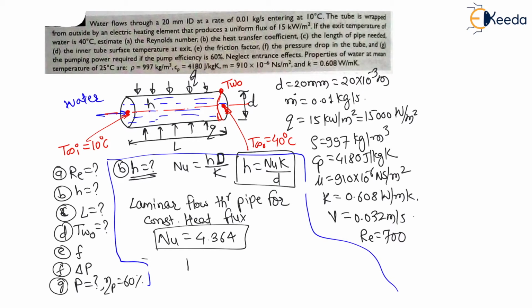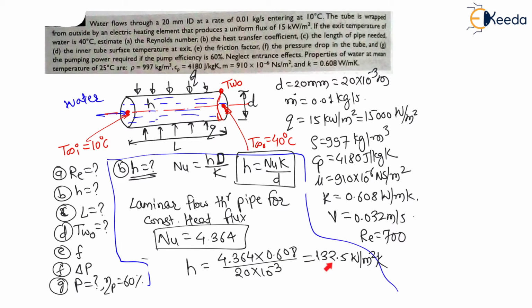Therefore, this convective heat transfer coefficient h will be equal to Nusselt number 4.364 into thermal conductivity 0.608, divided by diameter, which is 20 into 10 to the power minus 3. So let us solve here for h. Then this h value you will find is 132.5 watt per meter square Kelvin. This will be the convective heat transfer coefficient for this water.